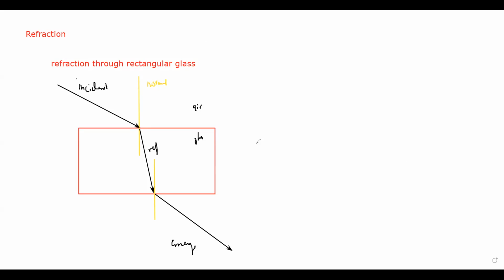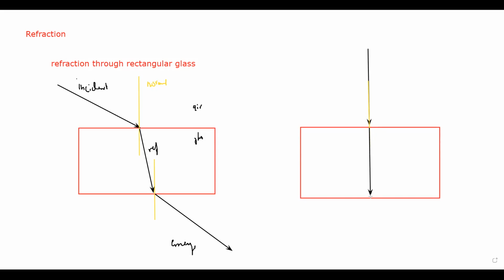This one is a refracted ray. But if it is traveling along the normal, for example, this is a rectangular glass slab, and the ray is passing along the normal, the same as the direction of the normal, then we don't observe a change in the direction. We only observe the change in the speed. The speed will change, but the direction will not change. Moving from air to glass, it slows down. Moving from glass to air, it will speed up, but the direction remains unchanged.